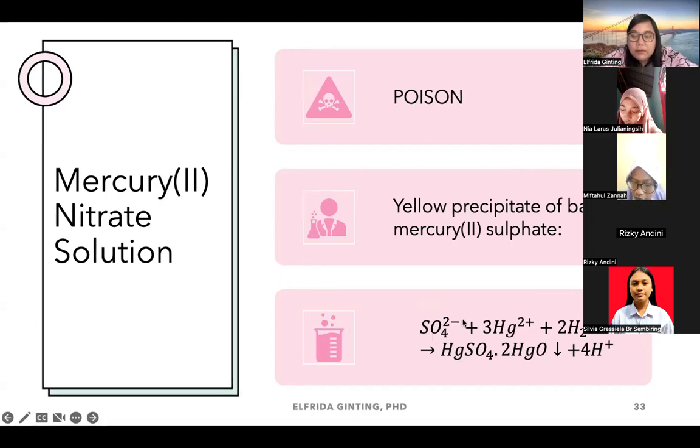The sulfate anion reacts with the mercury cation in a solvent of water, and then it will form mercury sulfate. You can see here mercury sulfate, mercury oxide, and this is a precipitate, and it has a yellow color. But this is a poisonous chemical, so I don't think we will be able to do this in a regular lab class.